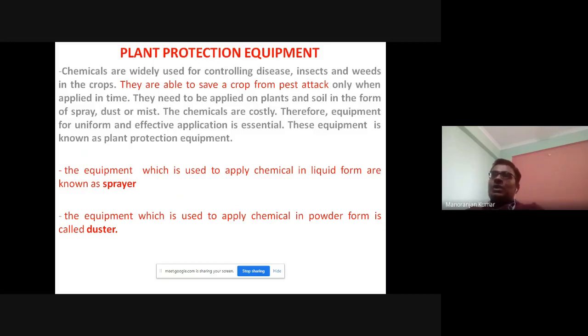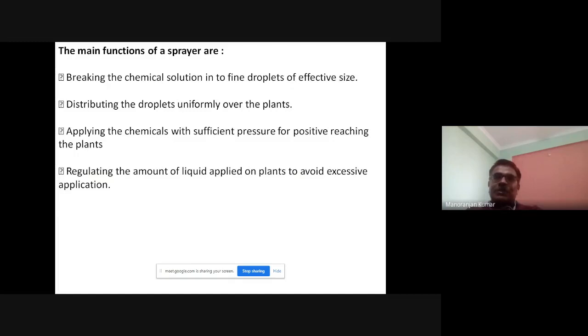Plant protection equipment is of two types. One is known as a sprayer, and the other one is the duster. The equipment used to apply chemical in liquid form is known as a sprayer, and the equipment used to apply chemical in powder form is known as a duster. This is the basic difference between the sprayer and duster. A sprayer applies the chemical in the form of liquid, whereas the duster applies the chemical in the form of powder. First we will see the sprayer, after that we will see the duster.